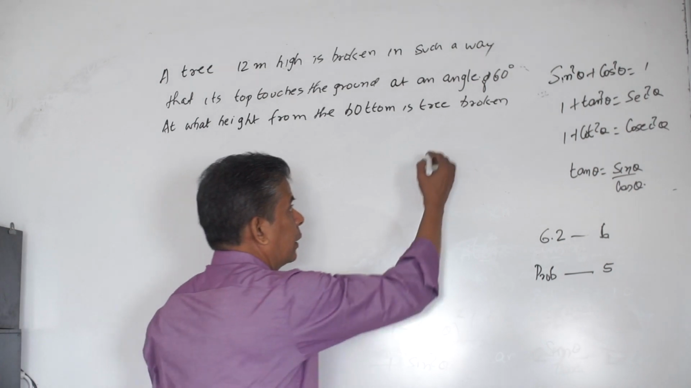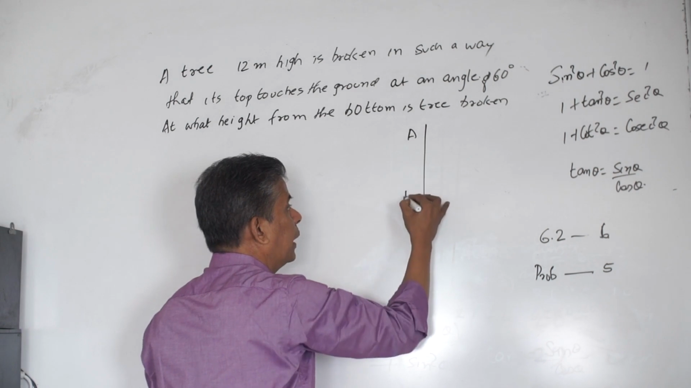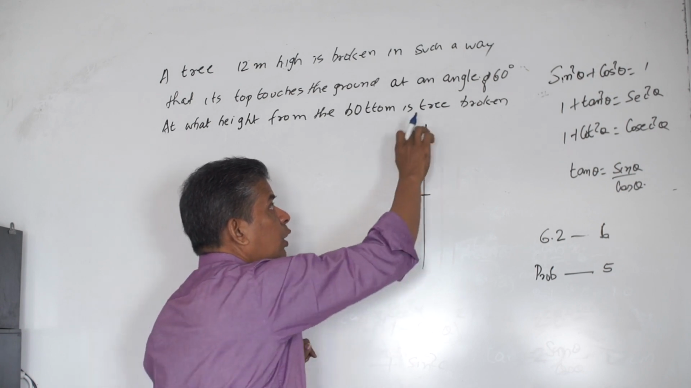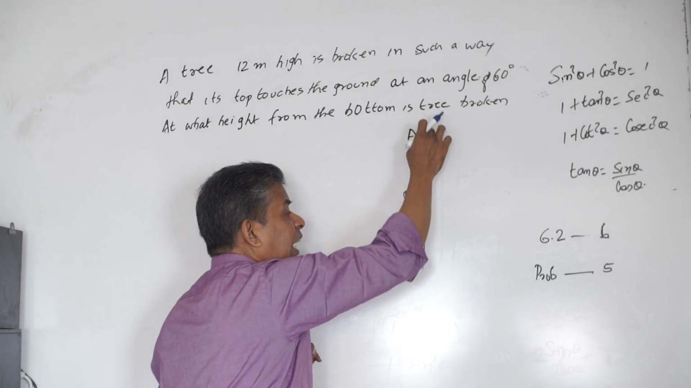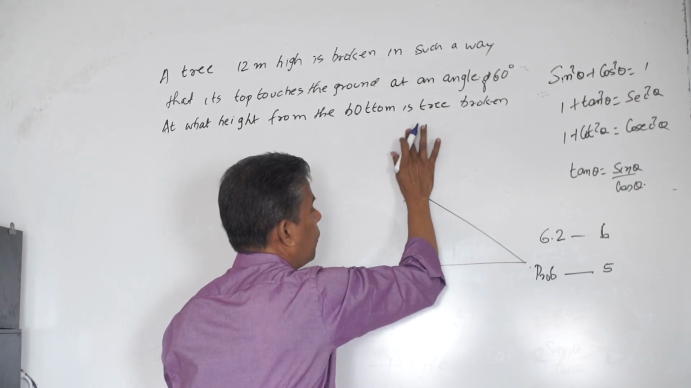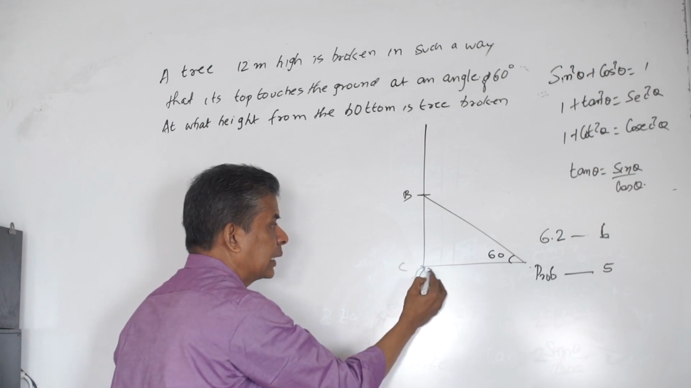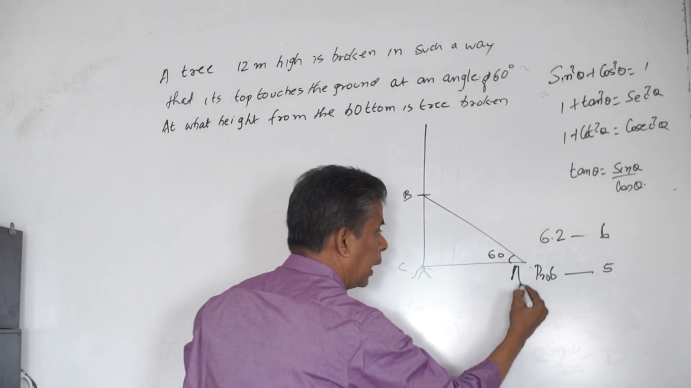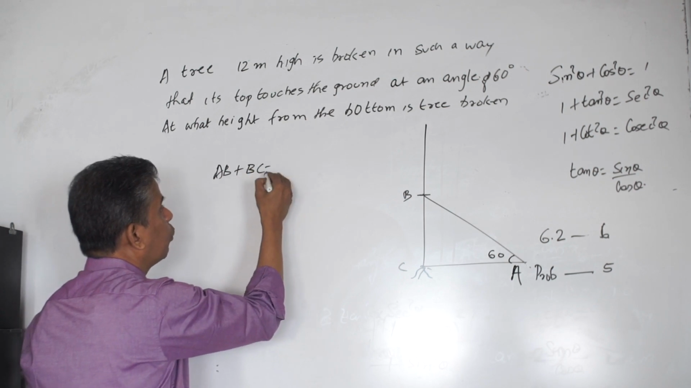Now let's look at the figure here. This was a tree. A, B, C. There's a tree. The tree breaks. So this broken part comes to the ground. That is, point A will come to the ground. So here you have a point A that is coming to the ground, making an angle of 60 degrees. Now the total height of the tree, now A is here now. AB plus BC was 12 meters.